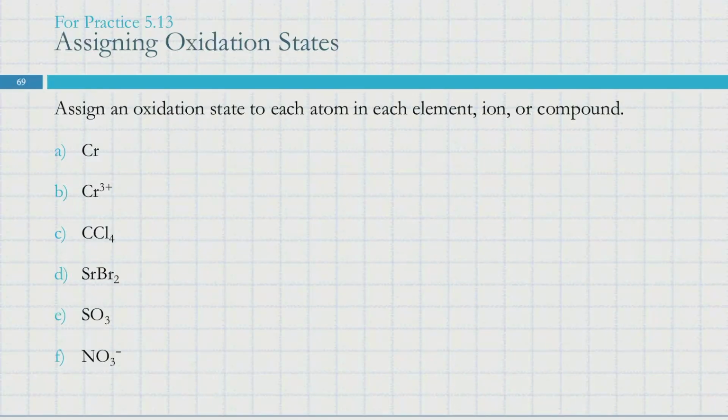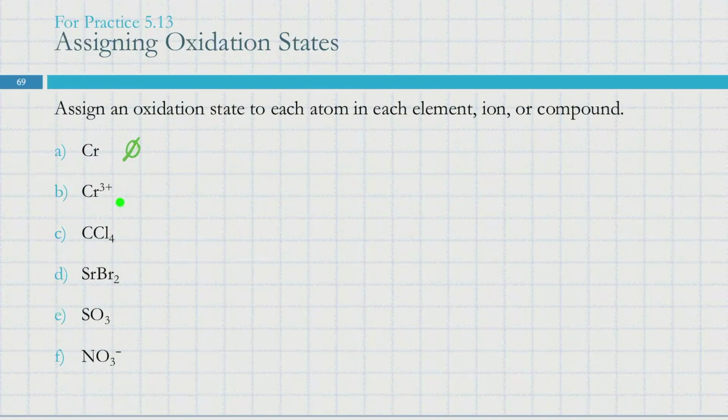So let's assign some oxidation states. We've got chromium. It's just chromium. It's by itself. What charge do we give an element that's by itself? 0. So chromium has a 0 oxidation state. I'm putting the line through it so that we know that it's a 0 and not an O.